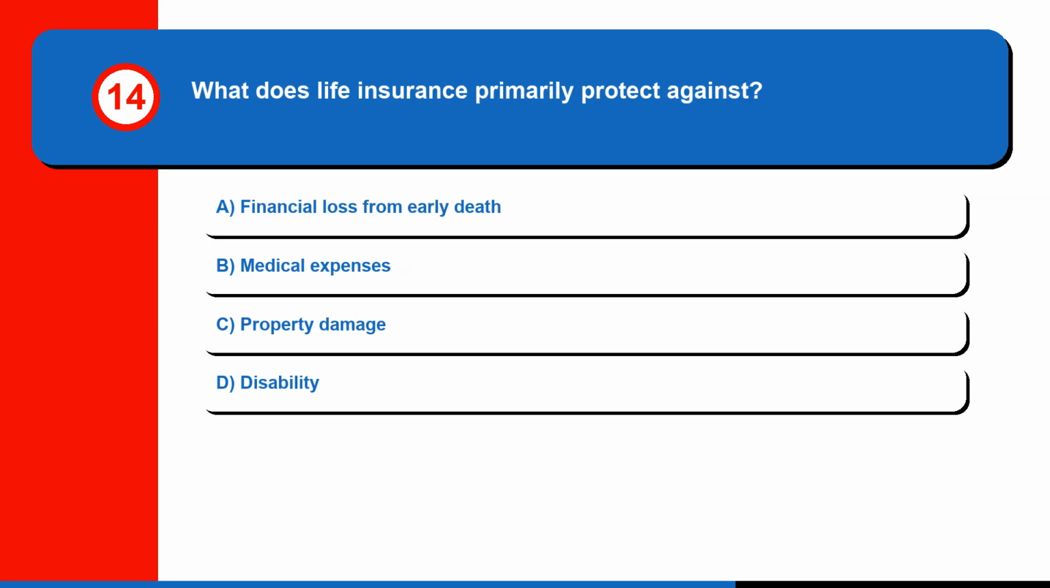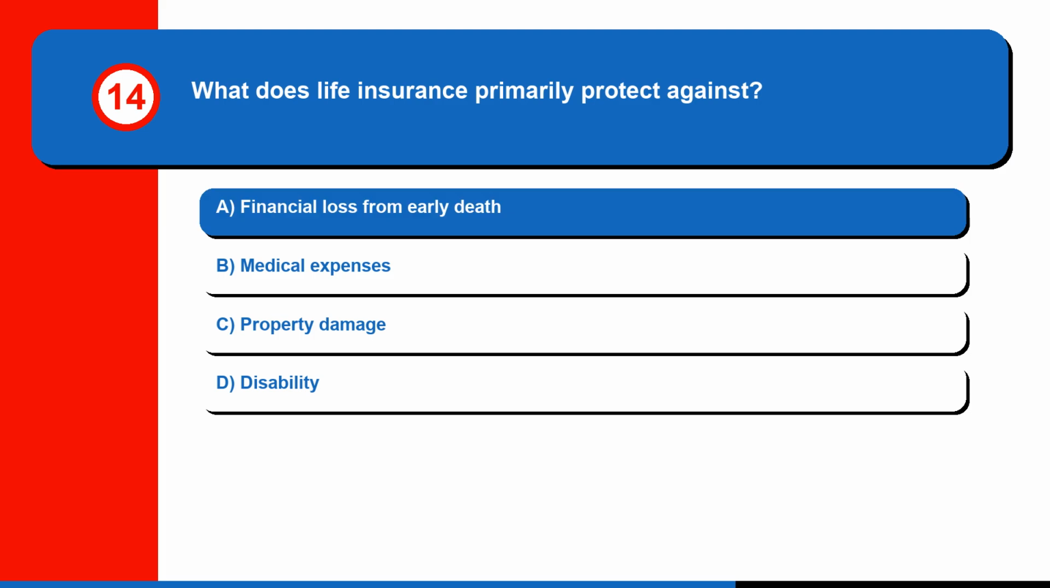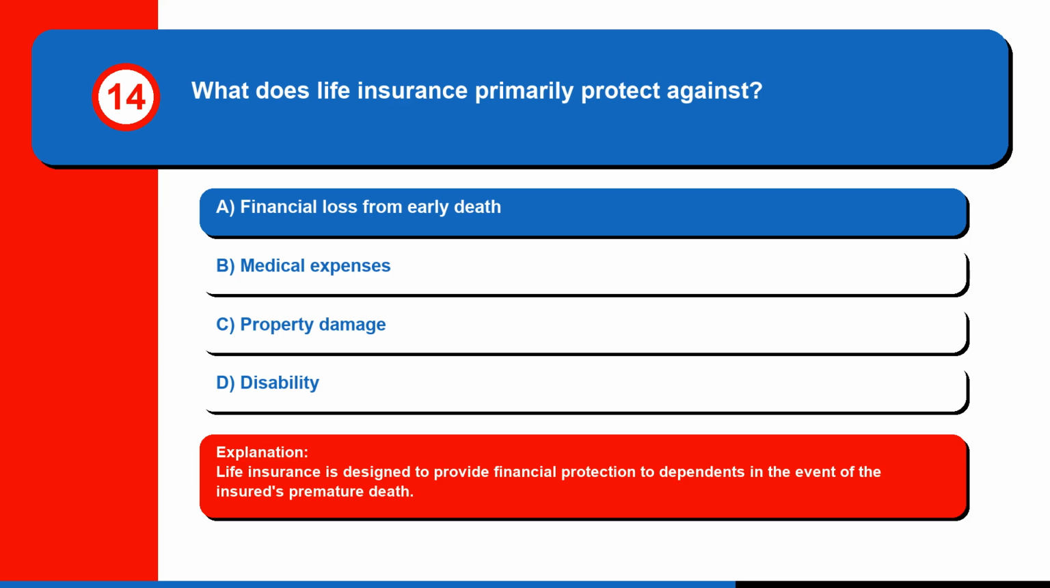Question 14. What does life insurance primarily protect against? A. Financial loss from early death, B. Medical expenses, C. Property damage, or D. Disability. The correct answer is A. Financial loss from early death. Life insurance is designed to provide financial protection to dependents in the event of the insured's premature death.